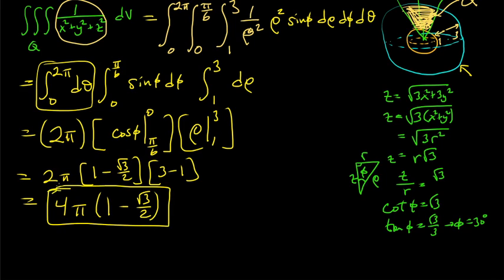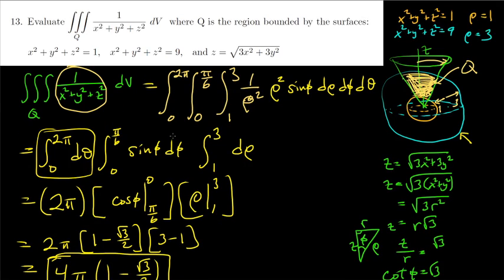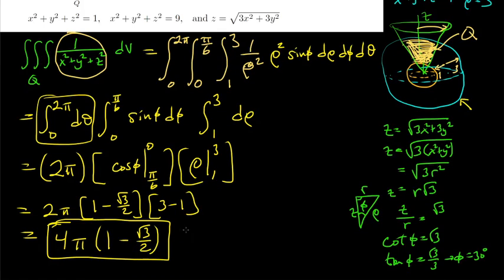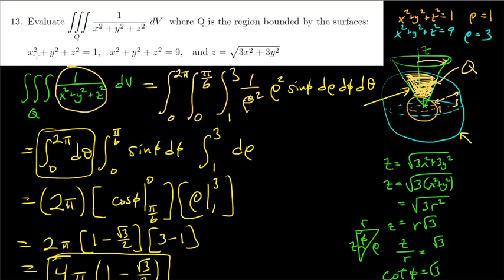And that does it, right? That's the value of this triple integral. Be careful, it's not the volume of this region because we didn't integrate 1. We integrated 1 over rho squared. We integrated this function. So think about this as your density function. If this represents the density, what we just calculated is the total mass of that object.